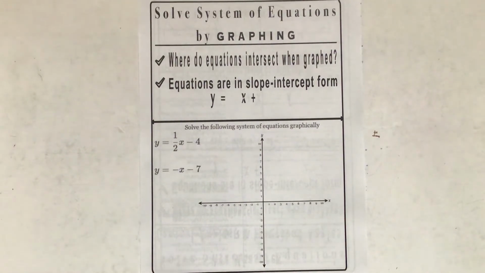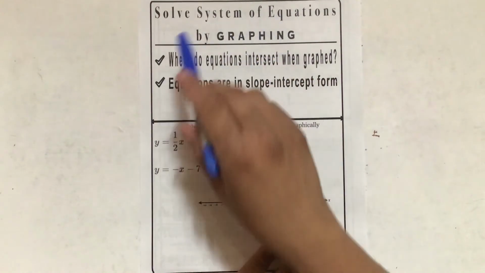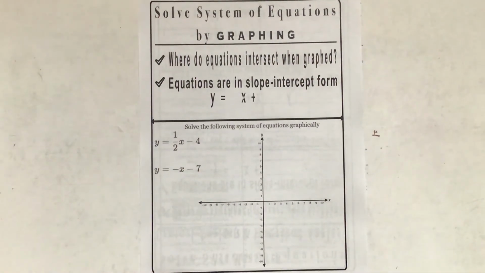So this is probably a review for you all, but nonetheless, let's review it. So we're going to solve a system of equations by graphing. A system means more than one equation. System of equations means more than one equation. And we're going to solve it by graphing.